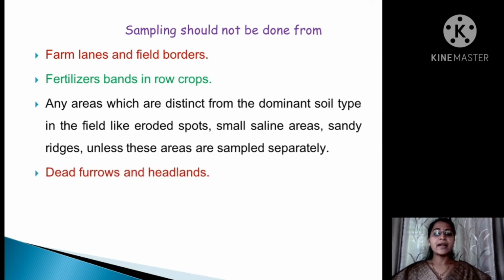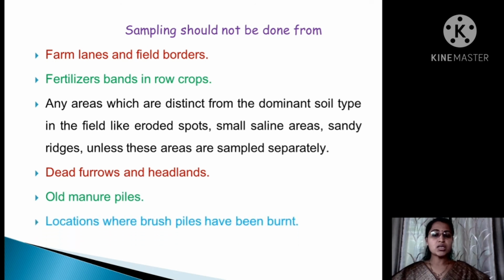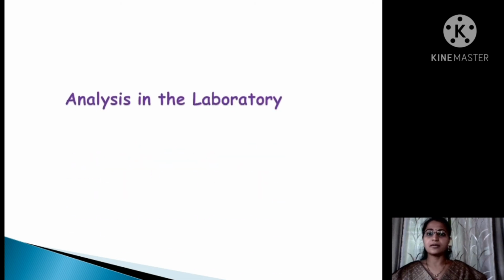Dead furrows and headlands: we can't take the samples from these also. Old manure piles. Locations where brush piles have been burned. These are the areas from which sampling should not be done, which we have to discuss here.